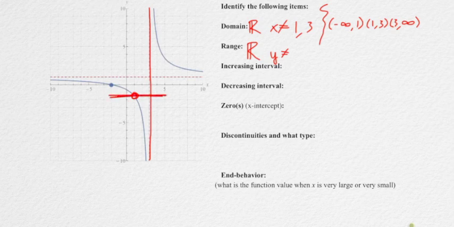All real numbers are okay, except y can't be a few different values, right? Y can't be whatever this is, and that looks like it's right in the middle of the grid line, so I'm going to call that negative 1.5. And y also can't be whatever this value is, 1.